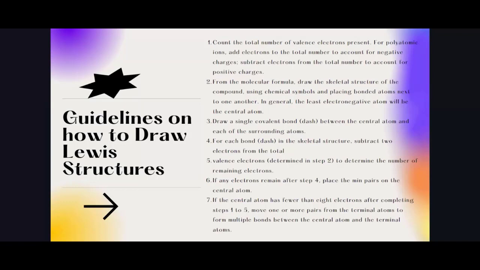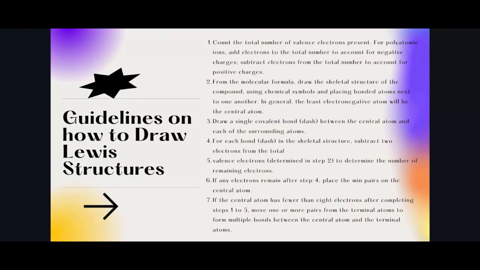For the molecular formula, draw the skeleton of the compound using chemical symbols and placing the bonded atoms next to each other. In general, the least electronegative atom will be the central atom. This is pretty straightforward if you see it. Usually in a Lewis structure, you'll have one type of atom surrounded by other ones, and with practice you can see which one will go in the middle. And for unclear ones, usually the least electronegative will be the central atom.